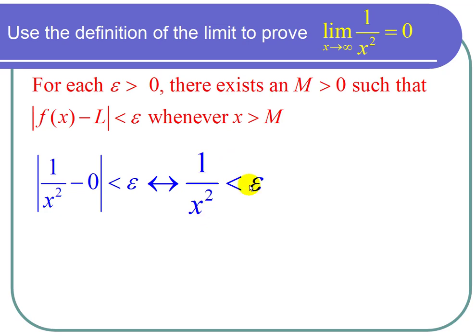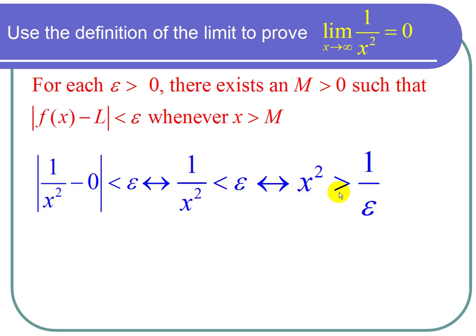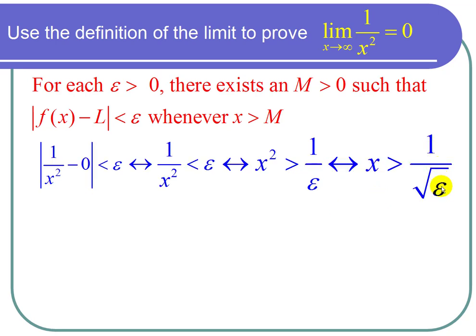Now take a square root of both sides to get rid of the square. And that will not change the inequality sign. And we get x is greater than 1 over root epsilon. And that's the form we want. We want x greater than m. So we're going to let m equal 1 over root epsilon. So let's start our proof.